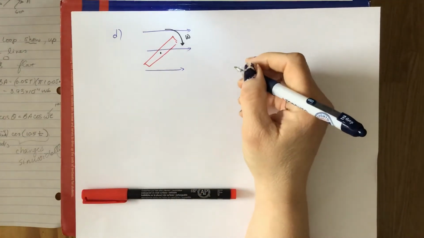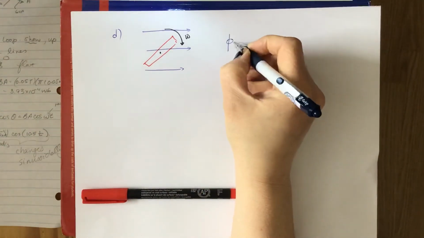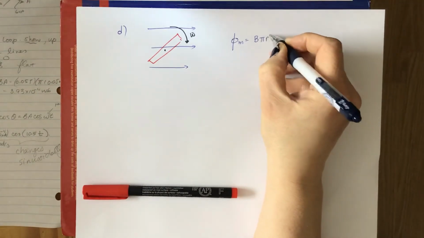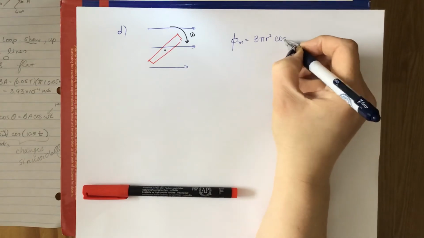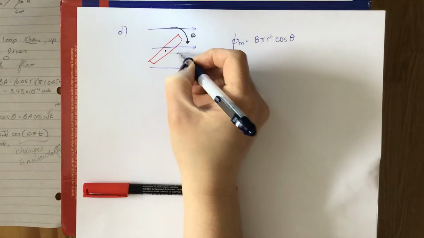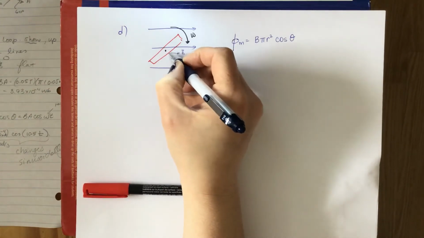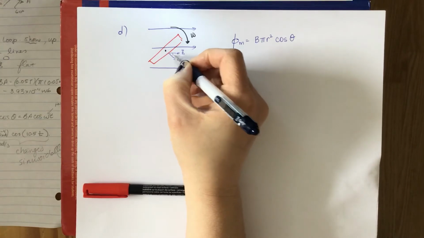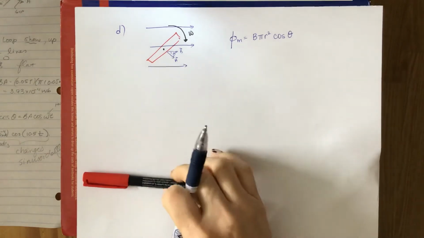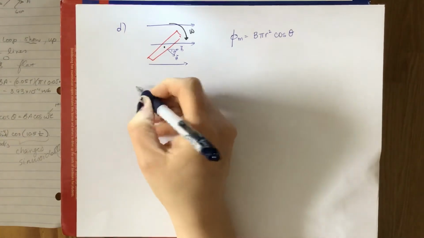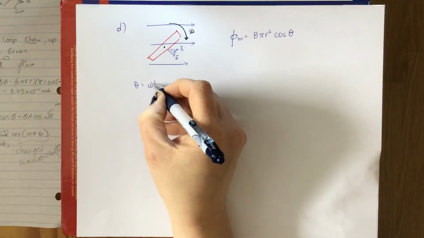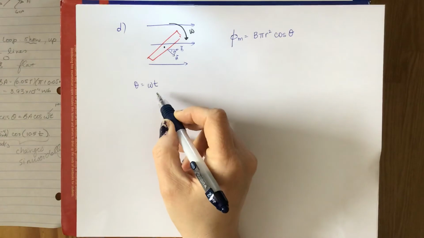Let's write down the equation for magnetic flux. Magnetic flux equals B times the area, which is pi r squared, times the cosine of the angle between the area and the magnetic field. So there's the B vector, there's the A vector, there's the angle between them. So now we have to think back to circular motion. What is theta? Theta is your angular position. Position is speed times time, so it's angular speed times time. So theta is omega times t.